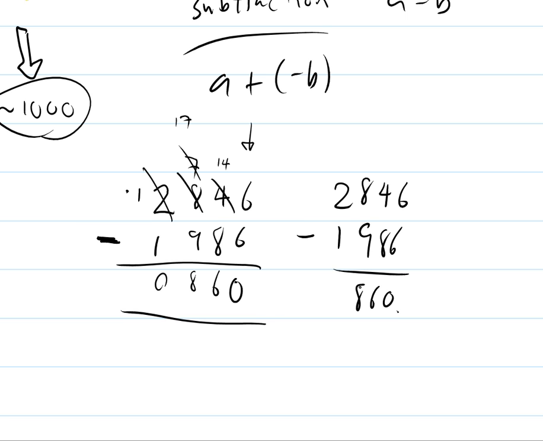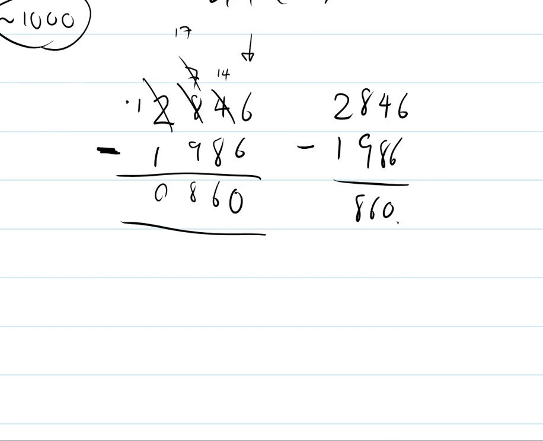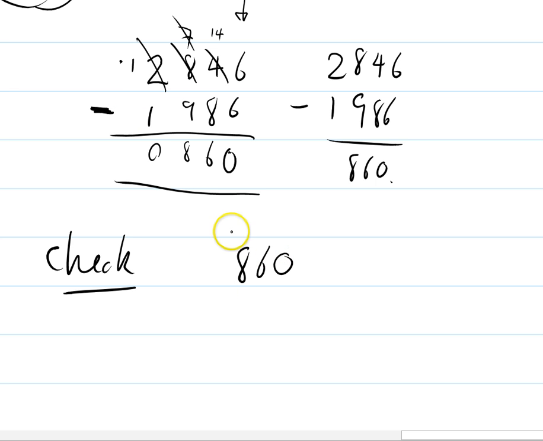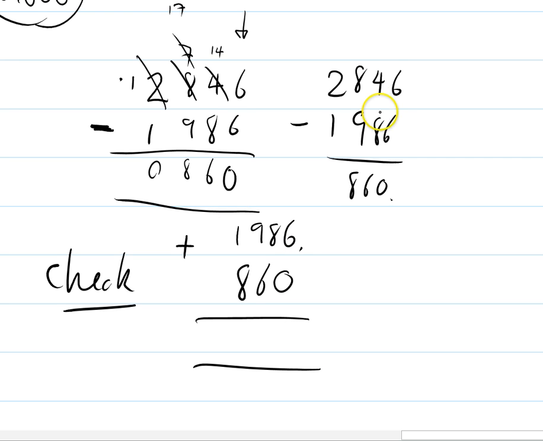Now, the crucial thing with subtraction is that what I'm going to do is verify. I'm going to check, and what I'm going to do is take my answer 860 and add it to 1,986. So basically, I've subtracted 1,986 to get this, and I'm going to add that 1,986 back on again, and I should get back to where I started.